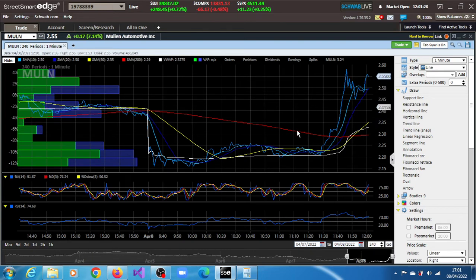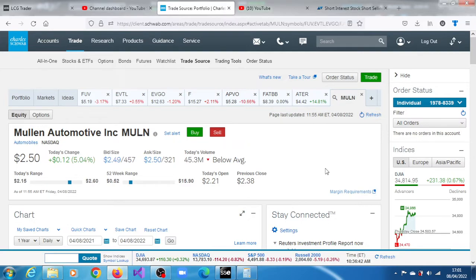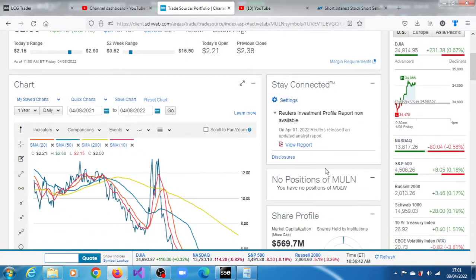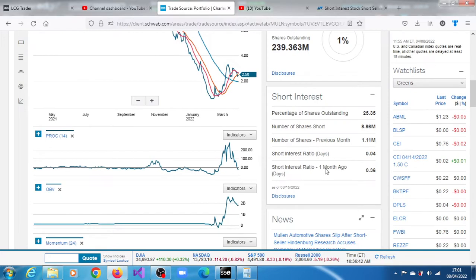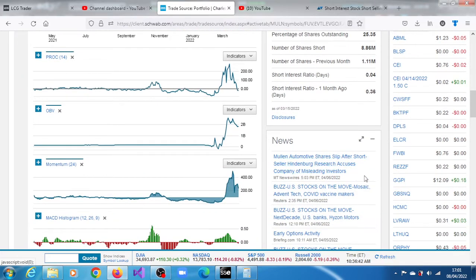So we just spiked in this session, spiked to about more than 7%. Right now it is 7.56%. That's the gain at the moment. So we all know very well that there was a report by Hindenburg on Wednesday that the management of this company is misleading investors. It says here, Mullen Automotive shares slip after short seller Hindenburg Research accuses company of misleading investors.